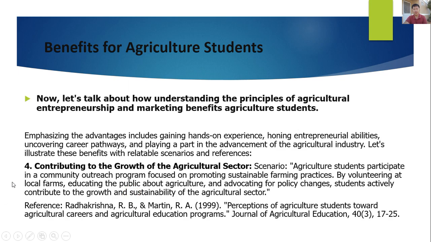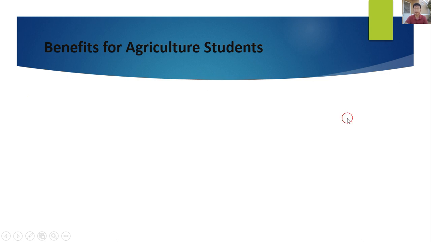Then, contributing to the growth of the agricultural sector. Another scenario is that agriculture students participate in a community outreach program focused on promoting sustainable farming practices. By volunteering at local farms, educating the public about agriculture, and advocating for policy changes, students actively contribute to the growth and sustainability of our agricultural sector.